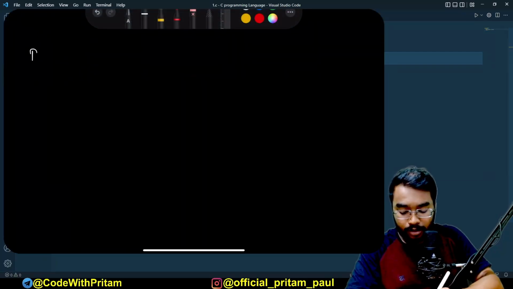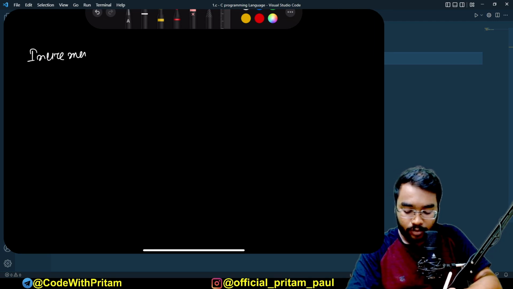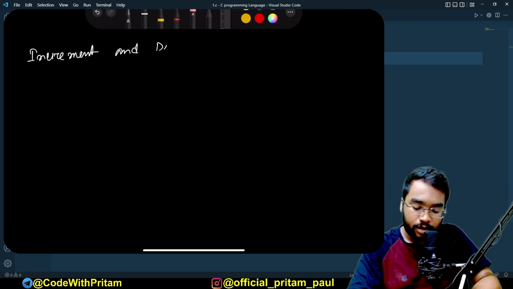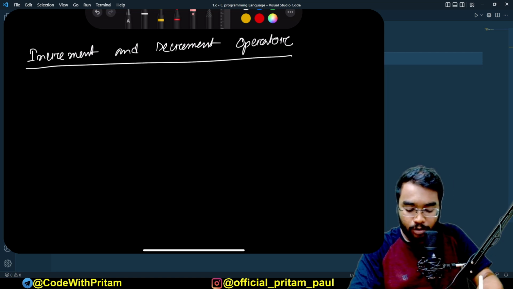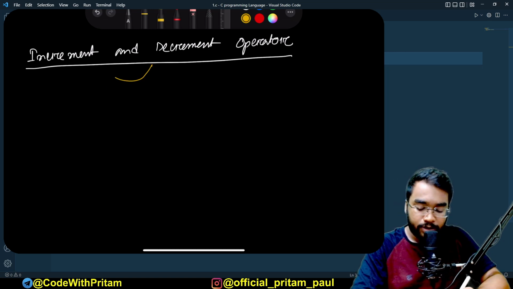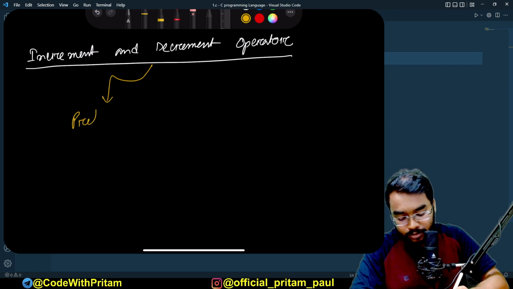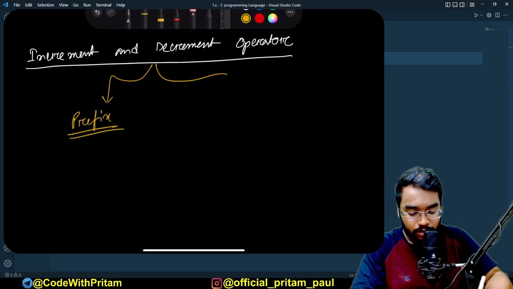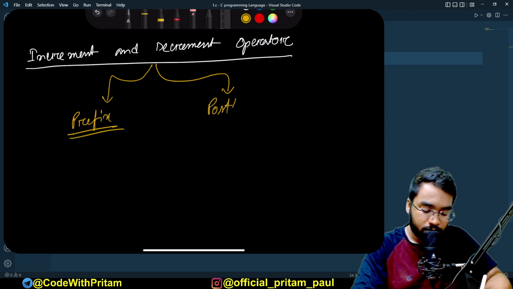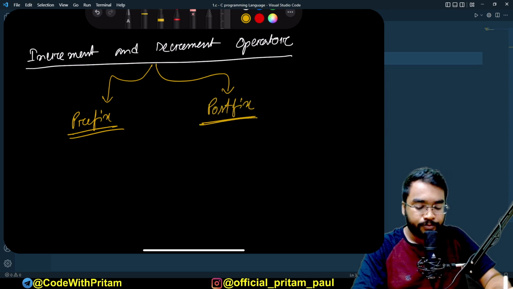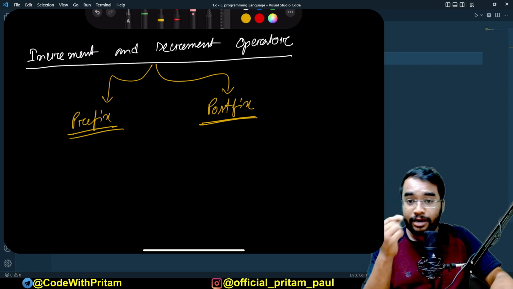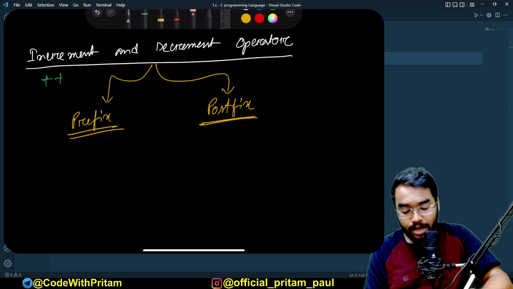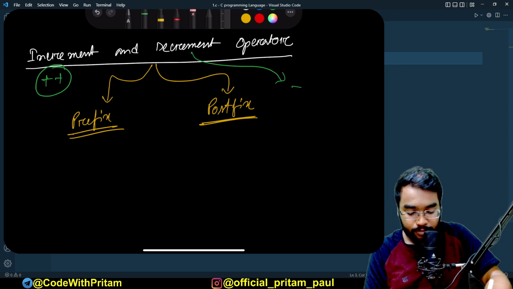Now let's talk about the increment and decrement operator. There are two types of increment and decrement operators. The first one is prefix, and another one is postfix. First of all, the increment operator is denoted by plus plus and the decrement operator is denoted by minus minus.